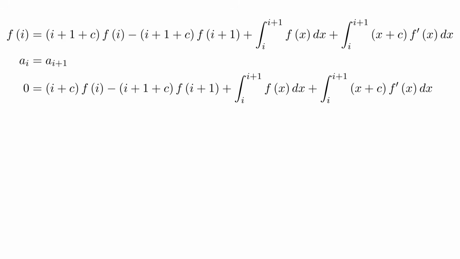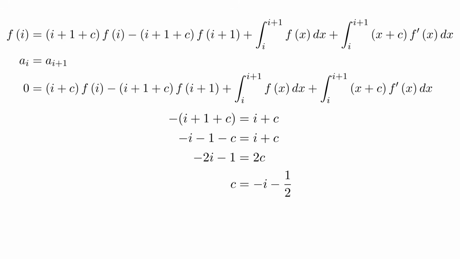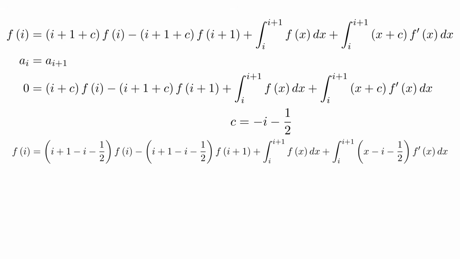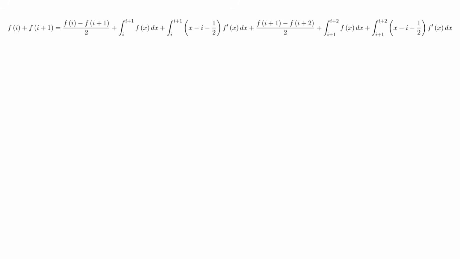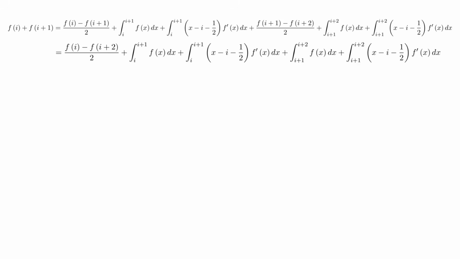Now, if we want the coefficients to be equal, we just solve for c. Solving for c is relatively easy, and we get negative i minus a half. When we sub in c, we get that both coefficients are 1/2, just with a different sign, exactly what we want. Now let's see what happens when we add terms of the sum. If we do f of i plus f of i plus 1, we get these two expressions for the two of them. First of all, we can notice the telescoping, and cancel f of i plus 1 with itself.